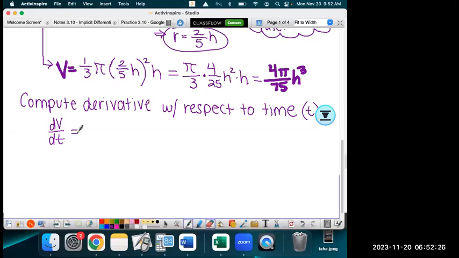Equals derivative of 4 pi over 75 h cubed. Use power rule, multiply by the 3. And if you do that, you get 12 pi over 75 h squared, but that's not a t, so I'm going to multiply by dh dt.